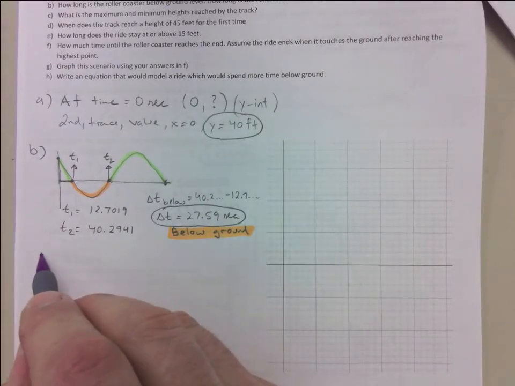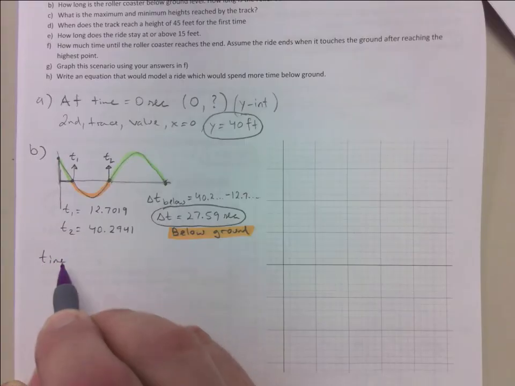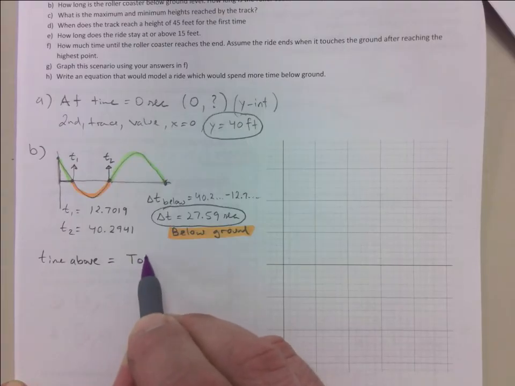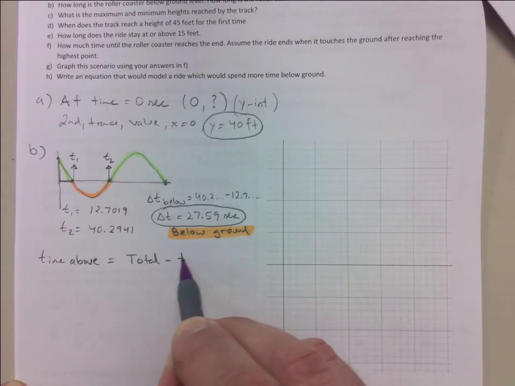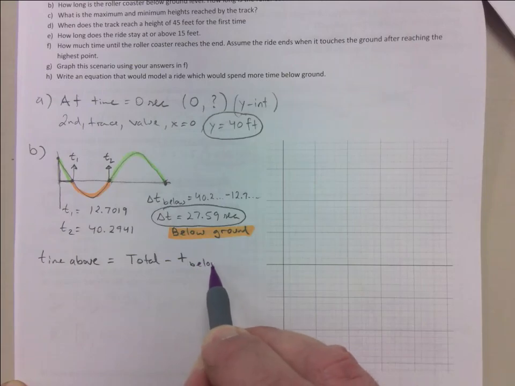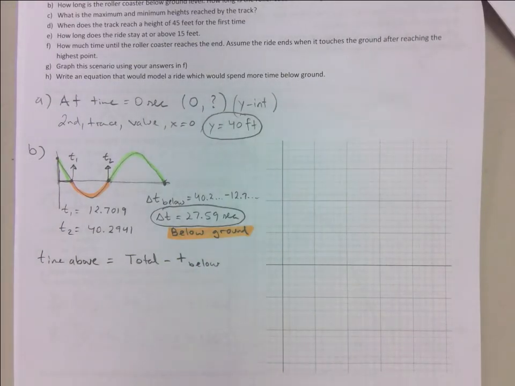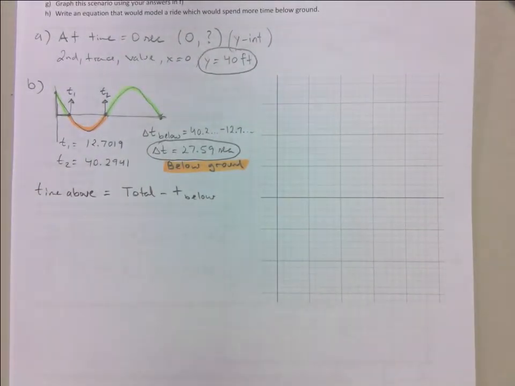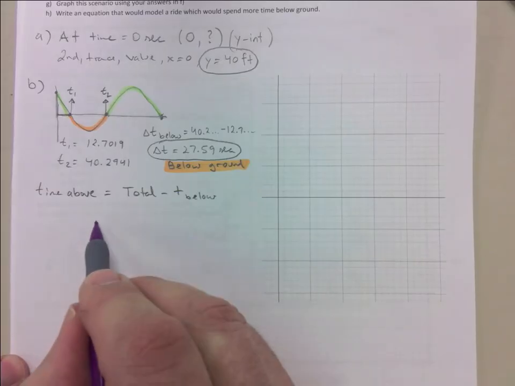So time above will go total minus time below. This is indirect reasoning. Remember probability? I know you loved it, and you couldn't wait for me to bring it up. But that's indirect reasoning instead of the other way around.